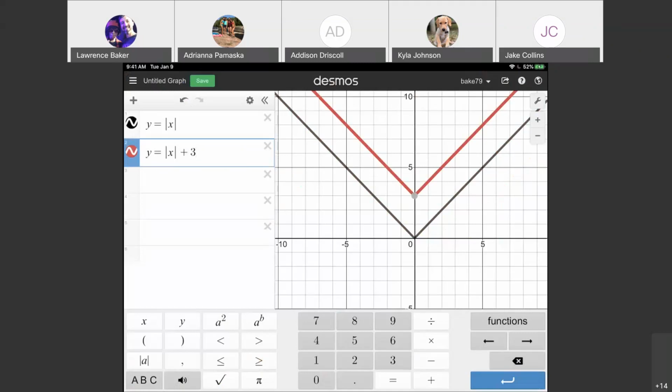Caitlin, where's my vertex right now? Caitlin? Nope. How do you recognize the vertex, Caitlin? Where should we be looking to see the vertex? What part of the graph is it at?